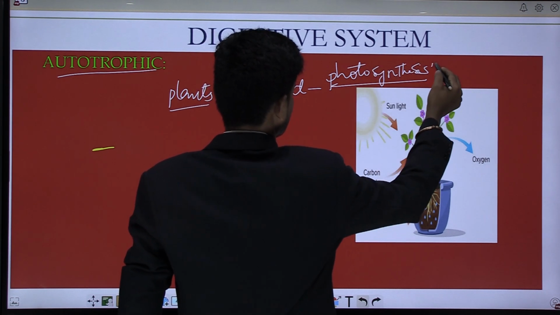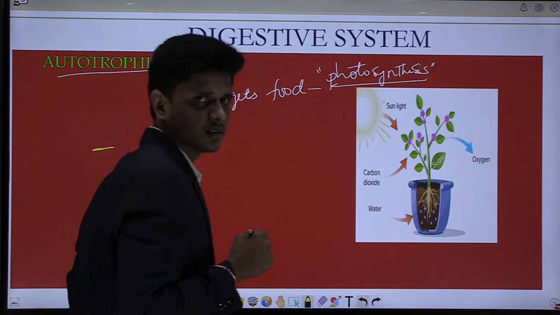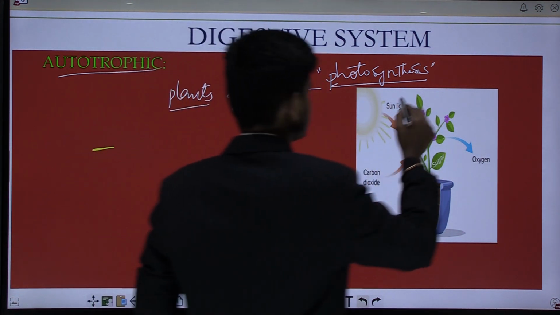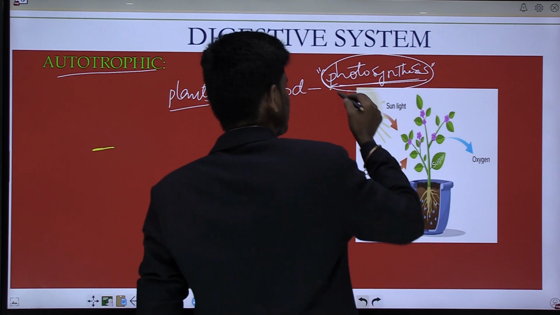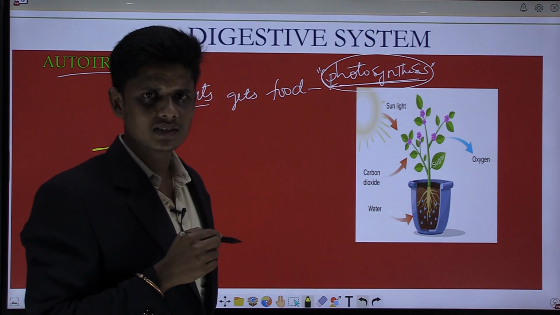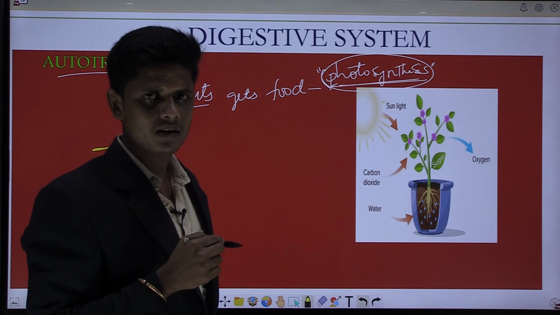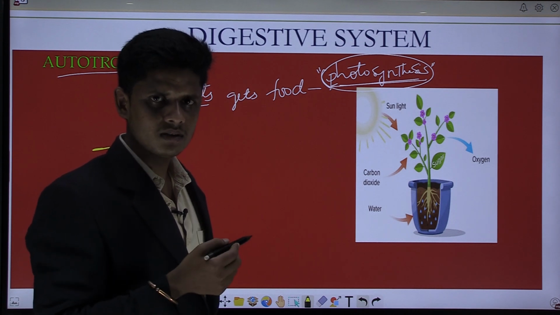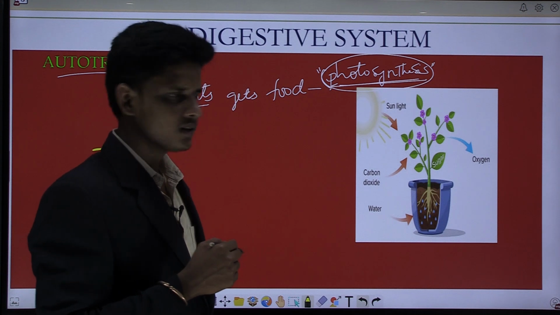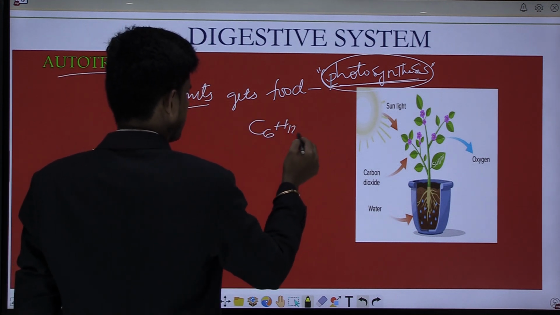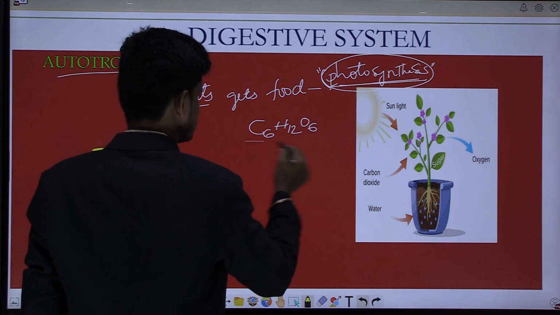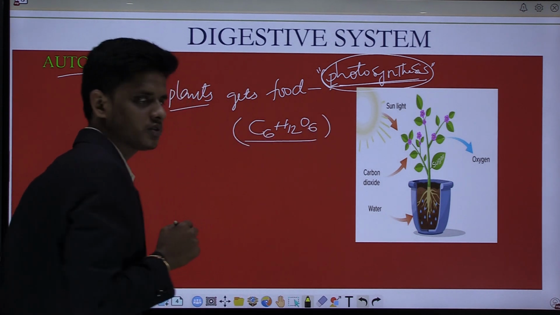Photosynthesis. Here photosynthesis means that by using the sunlight and chlorophyll of the leaves of the plant, they can prepare food such as glucose. What is that? Glucose. And I would write C6H12O6, the basic formula of glucose.